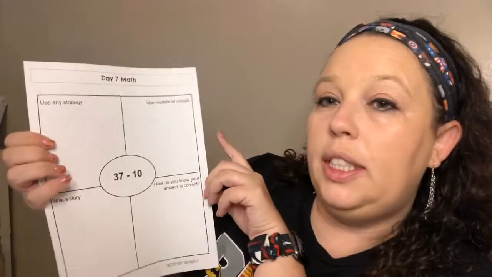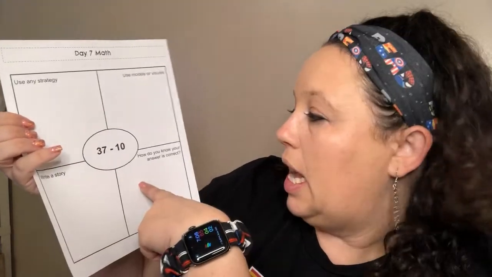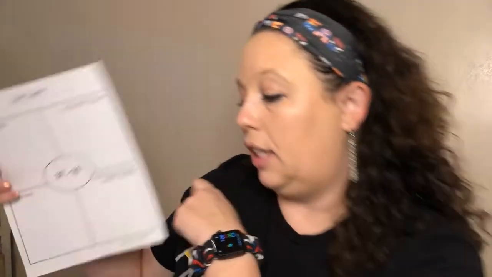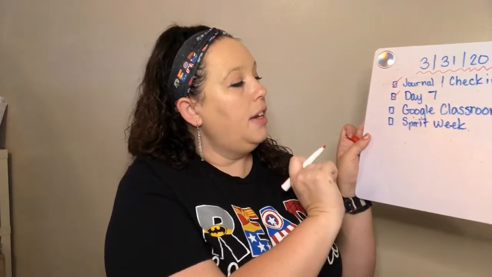So doing our number of the day where we would look at a hundreds chart kind of helps us out here today. That's also on the back. And then like normal, you have your fluency chart here. 37 minus 10, use any strategy, use models or visuals, write a story, and how do you know your answer is correct? So that is what's going on in our packet today. So let's check that off our list. Day 7, check. And Google Classroom.